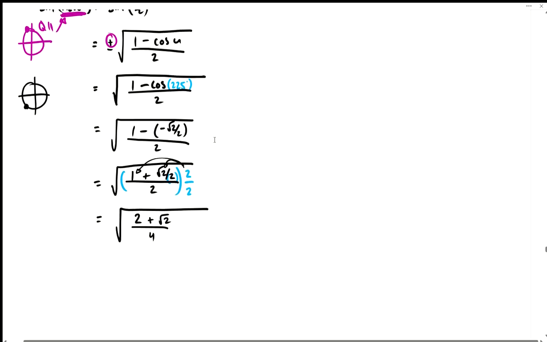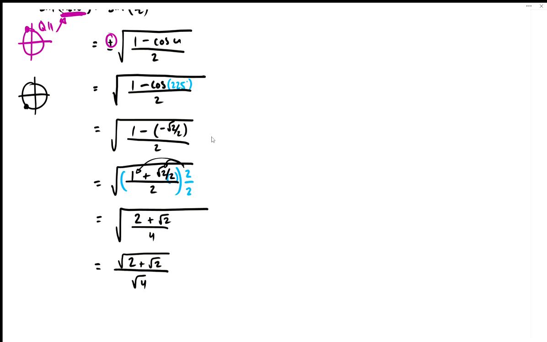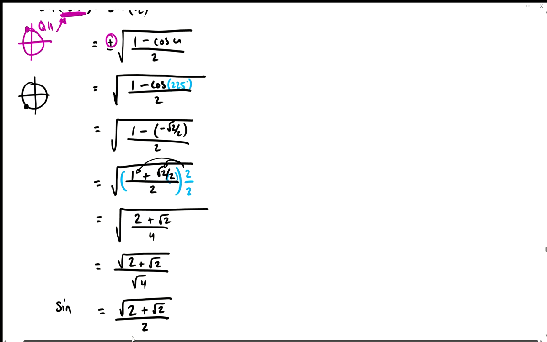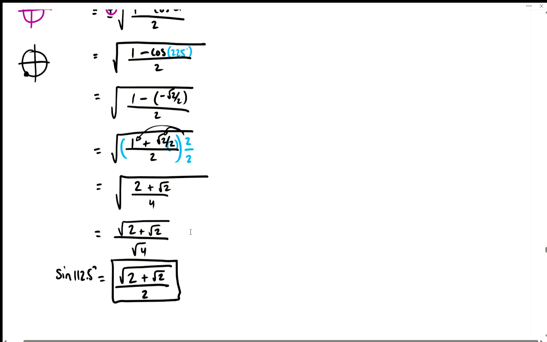Then we do have to remember square roots of fractions can break apart the numerator and the denominator like that. And the reason we do that is because we can do the square root of 4. Okay, so for our final answer, we're going to have the big square root, 2 plus square root of 2, over 2. There we go. Let's just rewrite what we did find. Sine of 112.5 as an exact value using the half angle formula.